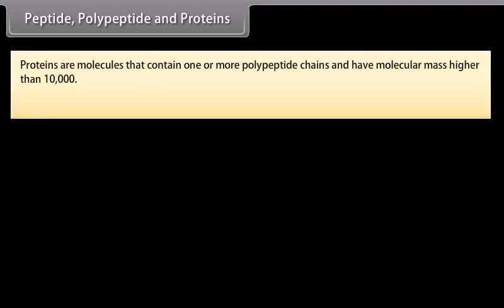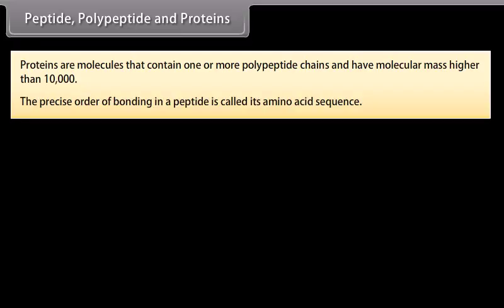Proteins are molecules that contain one or more polypeptide chains and have molecular mass higher than 10,000. The precise order of bonding in a peptide is called its amino acid sequence. The amino acid sequence is specified by using 3-letter amino acid abbreviations for the respective amino acids and connected by hyphens.